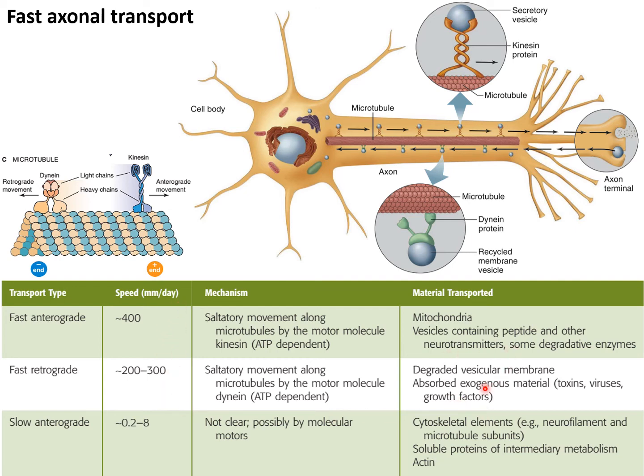The materials transported by fast retrograde are degraded vesicular membrane, and absorbed exogenous materials like toxins, viruses and growth factors. And slow anterograde is only about 0.2 to 8 mm per day. The materials transported by slow anterograde are cytoskeletal elements, for example neurofilaments and microtubule subunits, and soluble proteins of intermediary metabolism, actin.